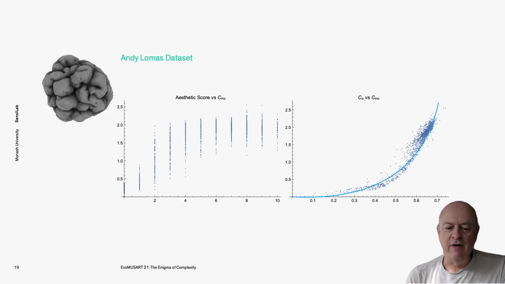So I think the takeaway from this is that algorithmic image complexity measures are a pretty reasonable proxy for Andy Lomas's aesthetic evaluation, and indeed could be used to help him find forms that he thinks have high aesthetic value, or at least reject those which don't have high aesthetic value.